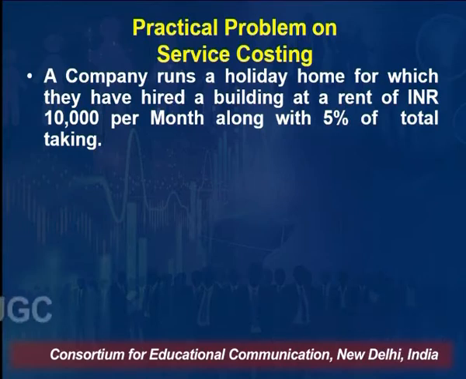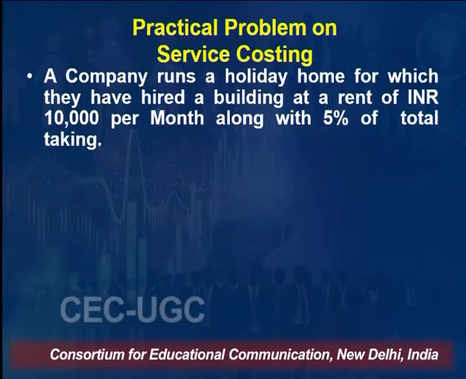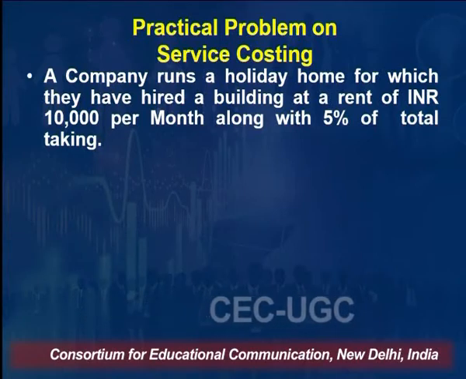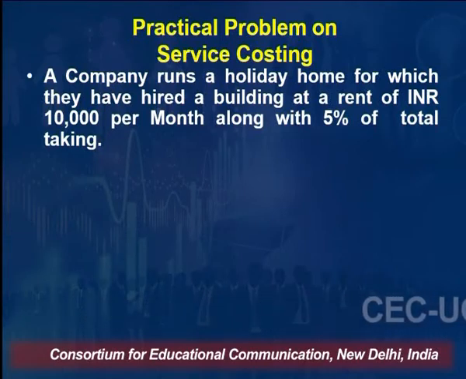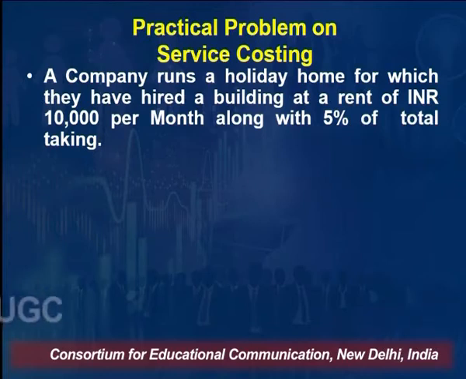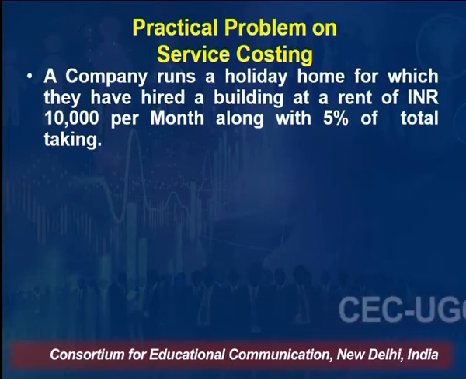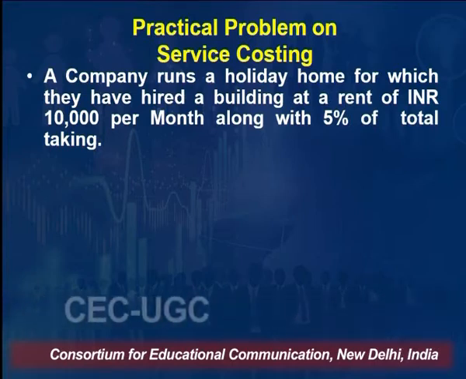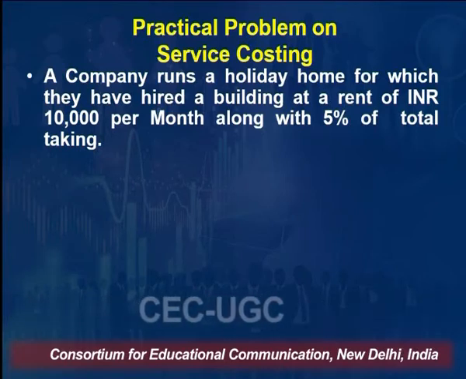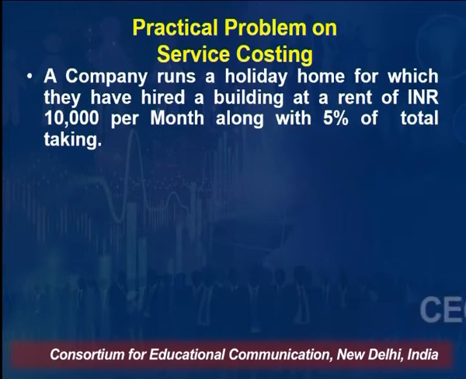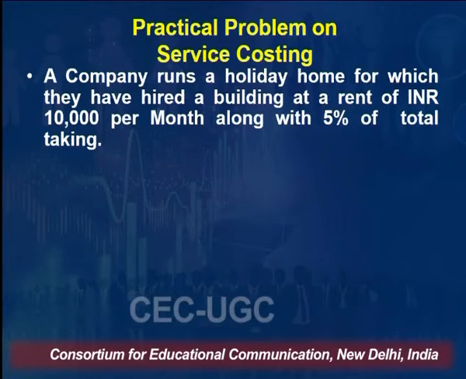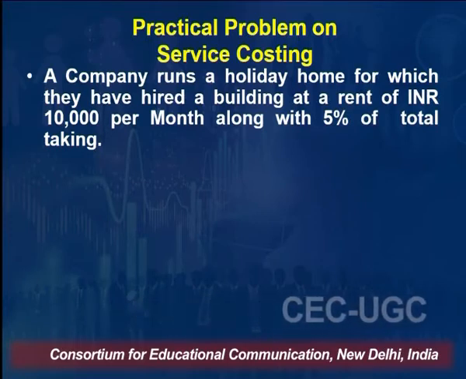Now we shall take another example of a different type of company, where a company is running a holiday home. For this they have hired a building on rent, and the rent for that building they are paying is rupees 10,000 per month, along with 5% of total taking. Total taking means the total revenue which they are going to generate.